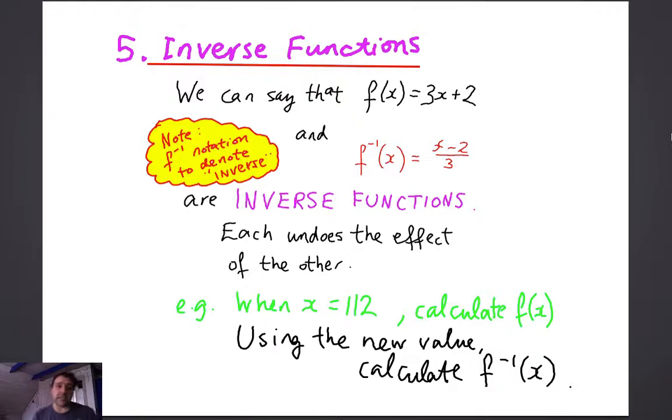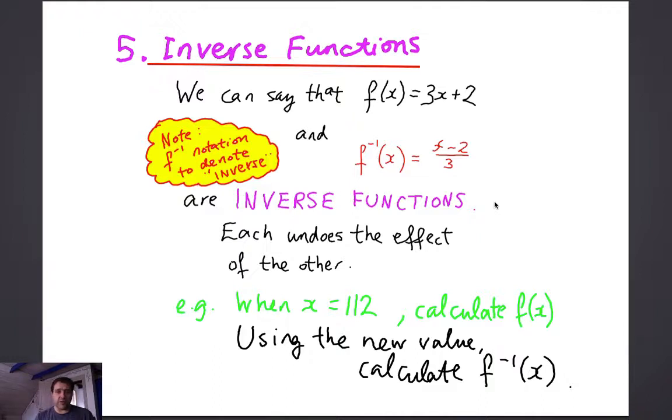Okay, so we can say that f of x equals 3x plus 2, and there's a little minus 1 there as notation to denote inverse function, and f minus 1 of x is x minus 2 over 3. That's supposed to be an x in case you're in doubt, so x minus 2 over 3. So they're inverse functions, each undoes the effect of the other.